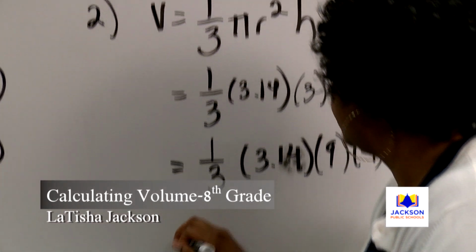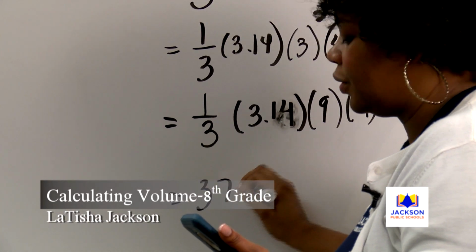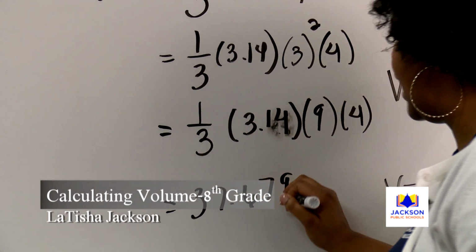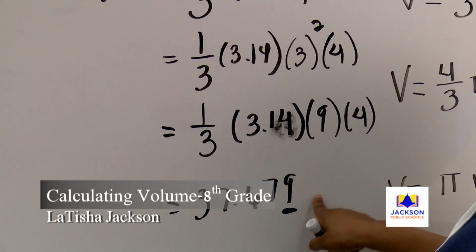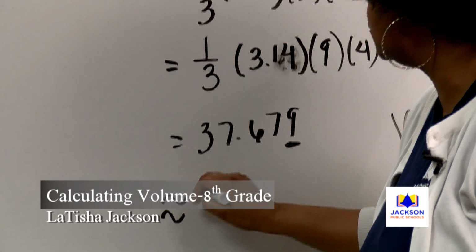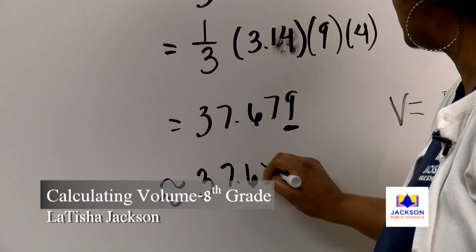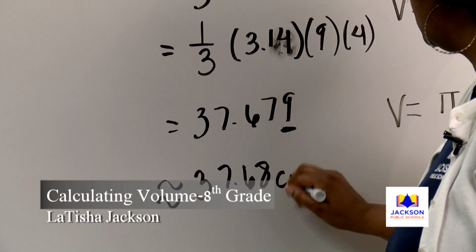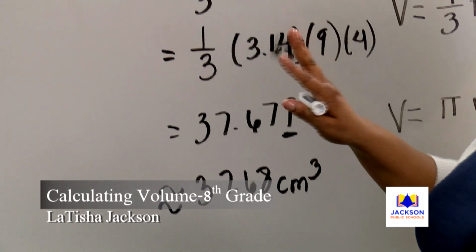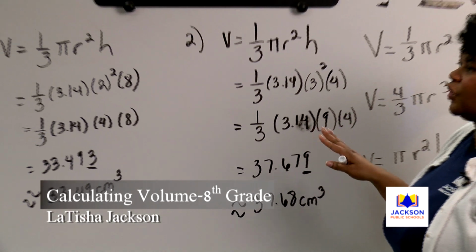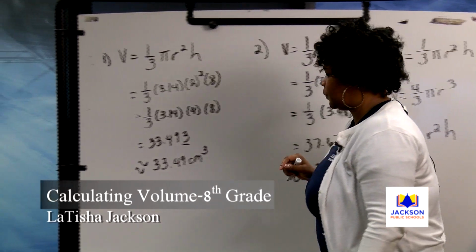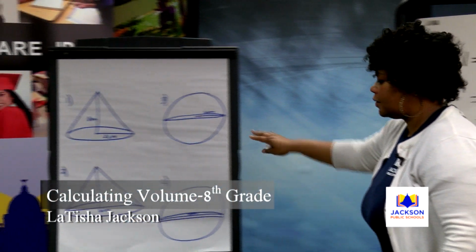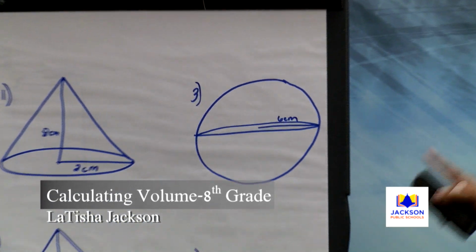And we get 37.679. I'm going to round to the nearest hundredths place. So that 9 is going to make this approximate to 37.68, and my unit is centimeters cubed. Everybody good on volume of a cone? Great. So we're going to go ahead to sphere. Now, sphere looks like a ball.